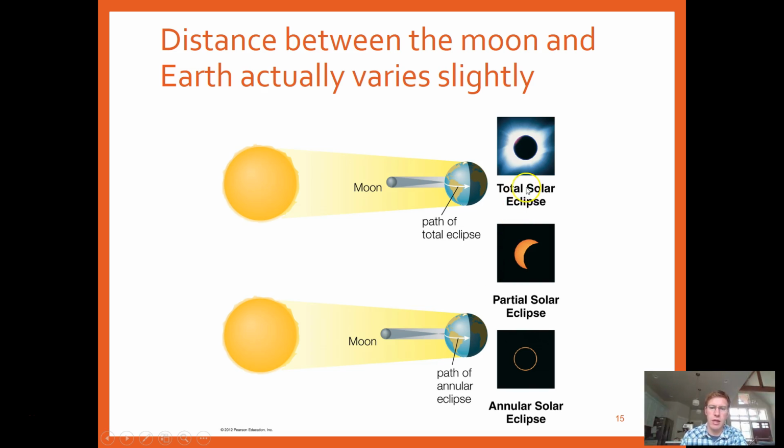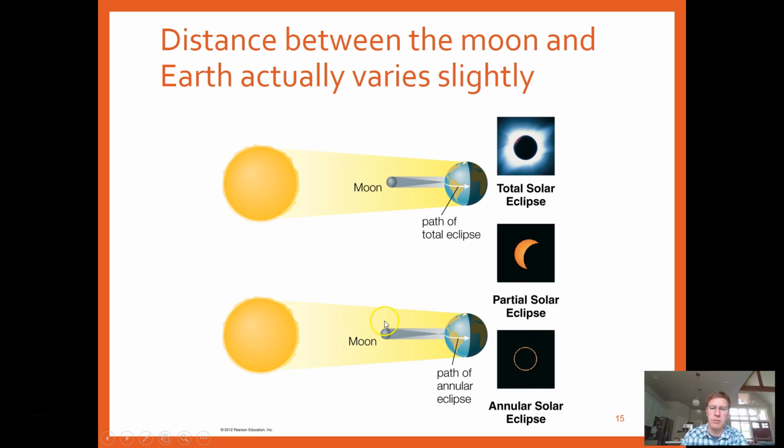And the amazing thing is the moon's distance from the Earth actually varies slightly because it has a slightly elliptical path. And so that means that when it's closer to the Earth, you get a total solar eclipse. It'll block out the sun perfectly for just a few people who happen to fall under the darkest part of the moon's shadow, the umbra.